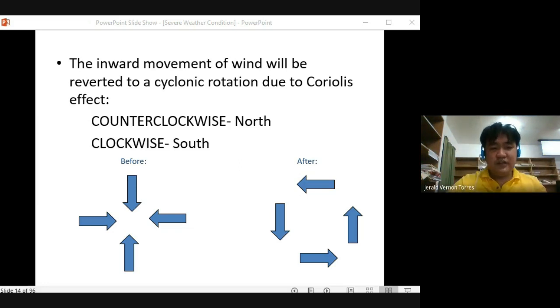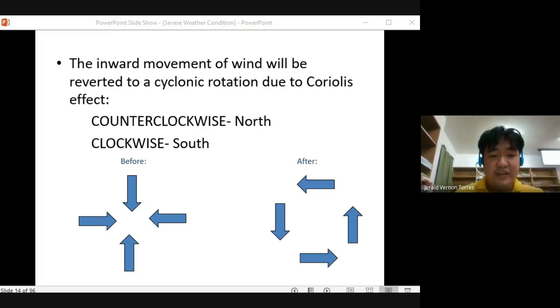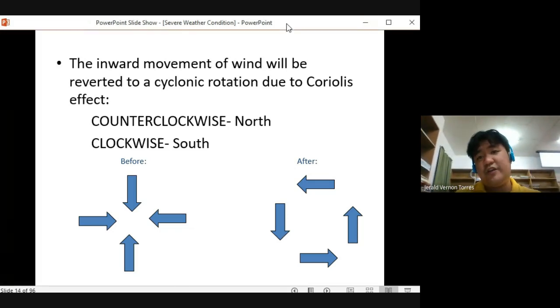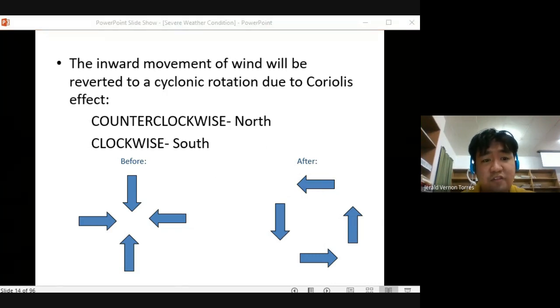So yun nga, tulad ng sabi ko, due to this Coriolis force, which is present in 0 to 30 degrees or your tropics and subtropical region, instead na mag inwards lang yung direction ng air, nagkakaroon siya ng circulation. Nagiging circular yung motion ng wind natin. And plus, it would depend whether it's in the North Pole or the South Pole. Now, the question is, hurricane na ba to, sir? Is it already a hurricane pag nag-circulate na yung wind?